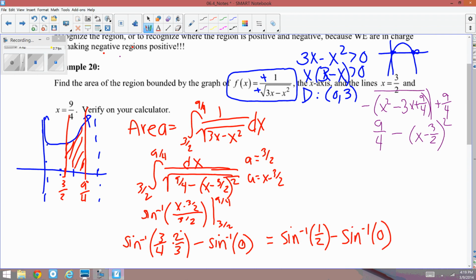So where is sine equal to 1/2? That would be pi over 6. And where is sine equal to 0? That's at 0. So the area of the region is this. And you can check that by using your calculator.